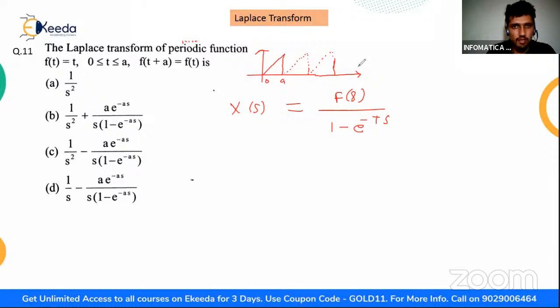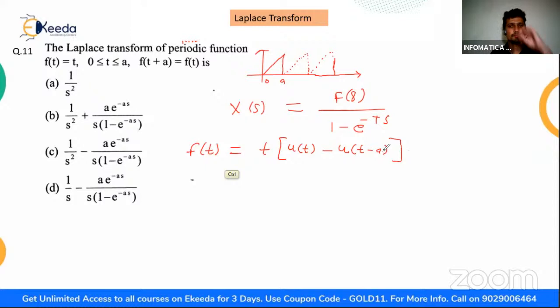So in this case, for this small signal, f(t) is basically t multiplied by u(t) minus u(t minus a). Let's first write f(t), then we will calculate.